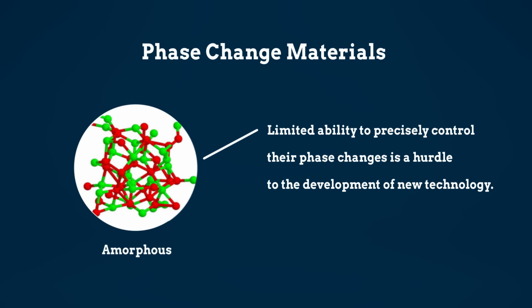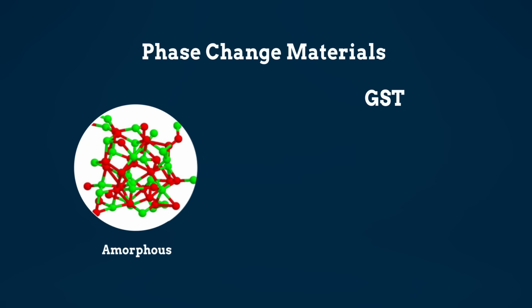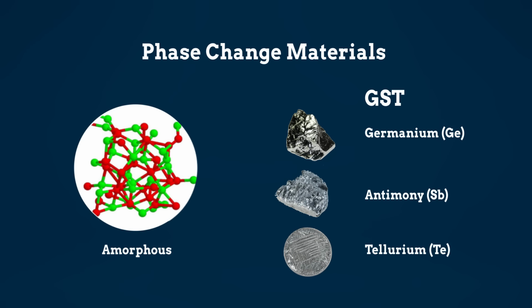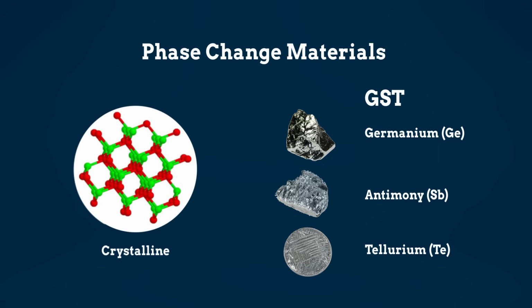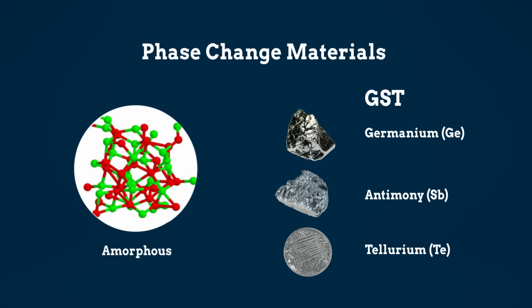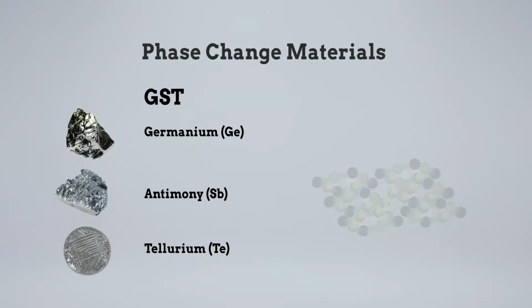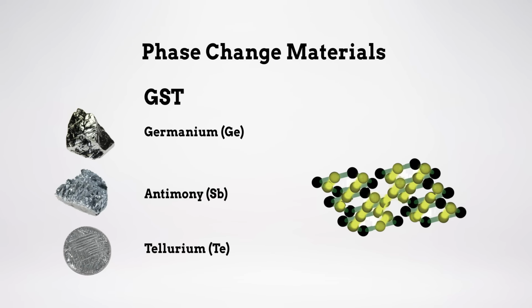One of the most popular and useful phase change materials is GST, which consists of germanium, antimony, and tellurium. This material is particularly useful because it alternates between its crystalline and amorphous phases more quickly than any other material yet studied. These phase changes result from changes in the bonds between atoms, which also modify the electronic and optical properties of GST, as well as its lattice structure.